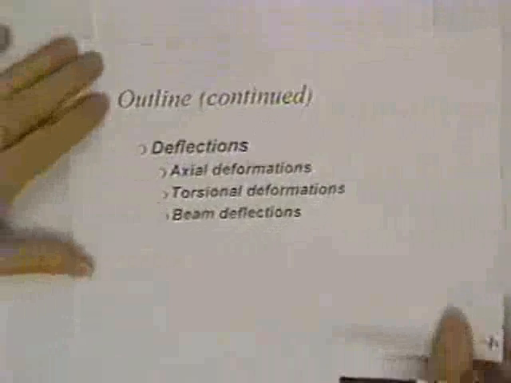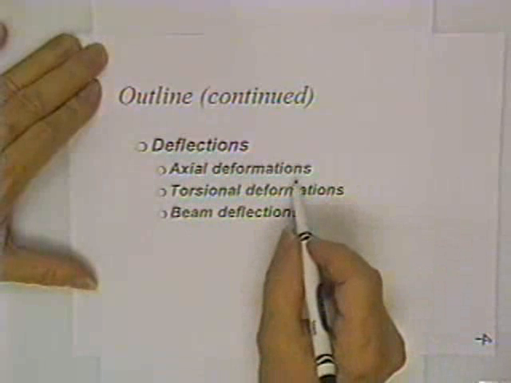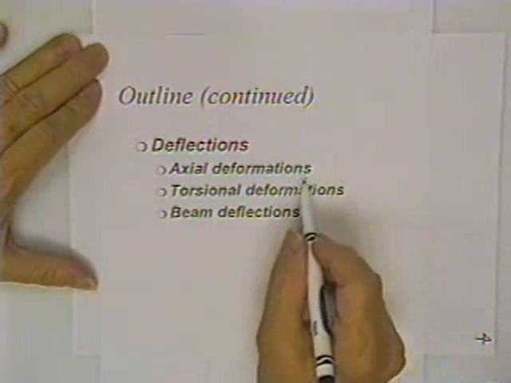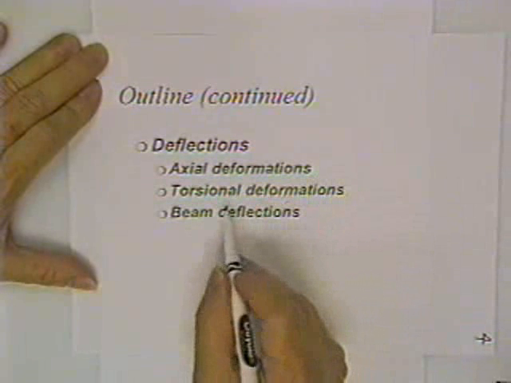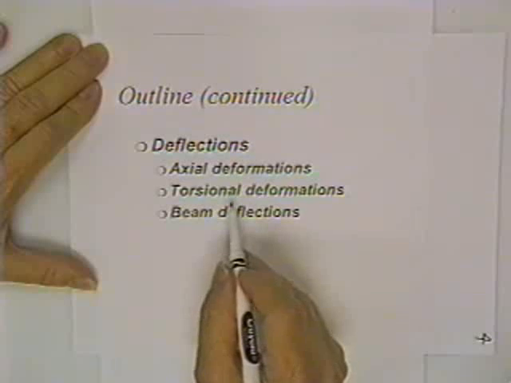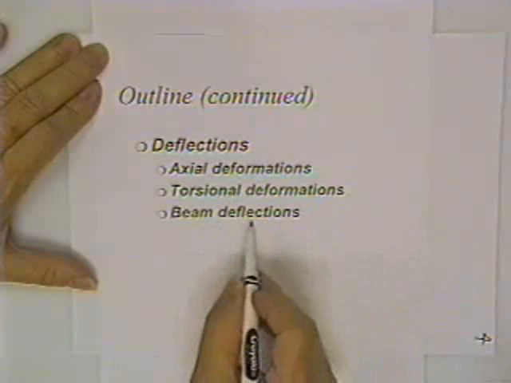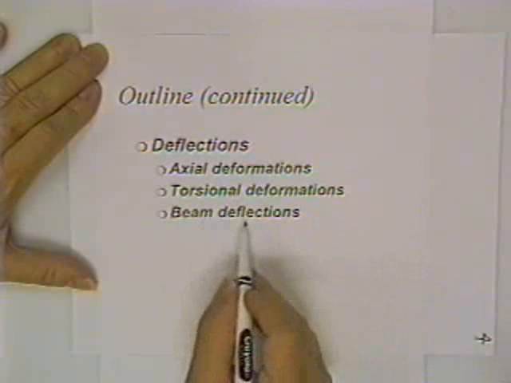Now, as opposed to stresses, we also cover deflections. Axial deflections or deformations would be if you take a bar and stretch it or compress it. Torsional deformations, when you take a round bar, a drive shaft, and you twist it. And then beams have deflections on them when you support a load on a beam and the beam bends.